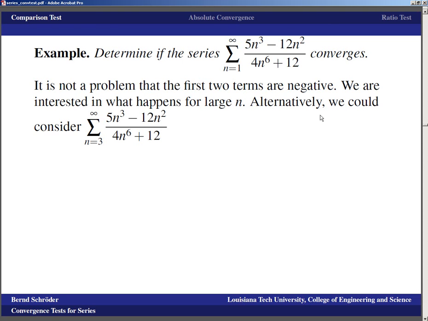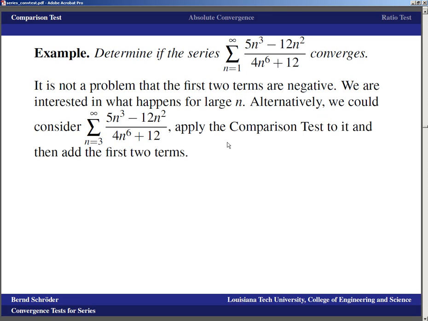Alternatively, we could also simply say that we're going to consider the series that only consists of the positive terms, with the first two terms split off, and then apply the comparison test to it, which is completely clean because all the terms are positive. And we can then, after we have decided whether it converges or diverges, if it converges, add the first two terms at the end. So first, a quick mental note on the comparison test: if you have a couple of negative terms at the beginning, as long as you don't have infinitely many negative terms, that would not be a problem.